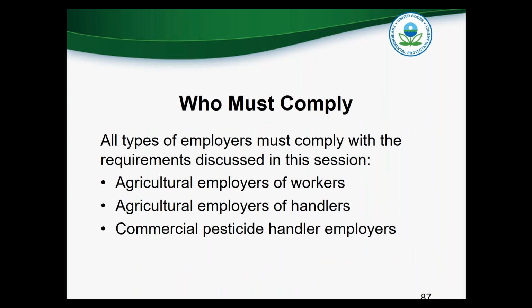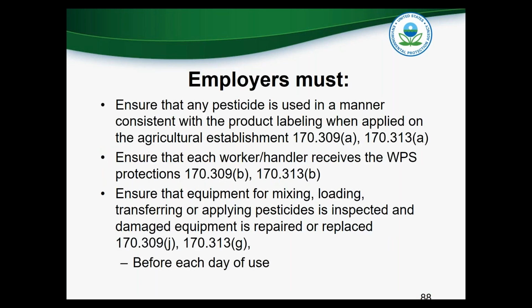Okay, who must comply? All types of employers must comply with the requirements discussed before: ag employers of workers or handlers, or commercial pesticide employers. Next slide. Employers must ensure that any pesticide is used in a manner consistent with the product labeling when applied on the ag establishment. Employers must ensure that each worker or handler receives the WPS protections, and ensure that equipment for mixing, loading, and transferring or applying pesticides is inspected and damaged equipment is repaired or replaced before each day's use.